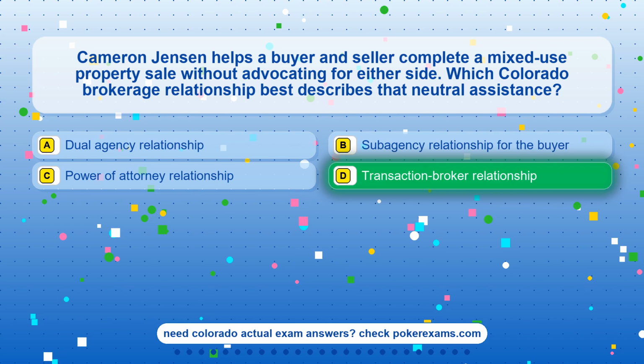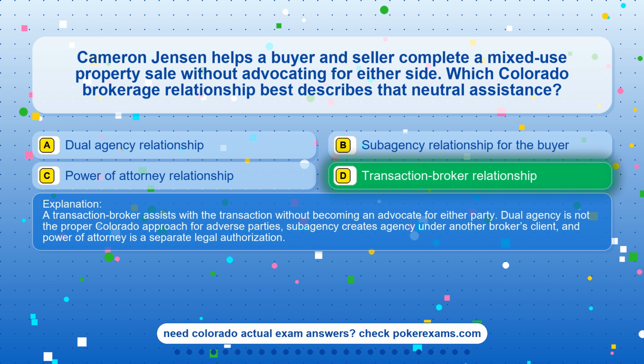The correct answer is option D. Transaction-broker relationship. A transaction-broker assists with the transaction without becoming an advocate for either party. Dual agency is not the proper Colorado approach for adverse parties. Suba-Janke creates agency under another broker's client, and power of attorney is a separate legal authorization.